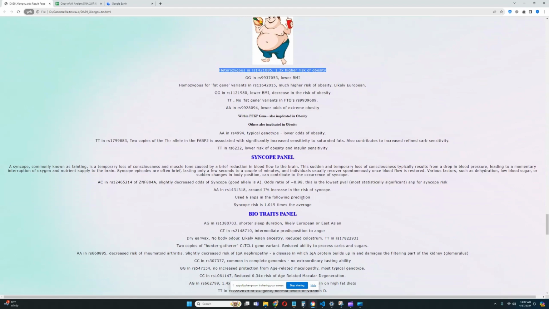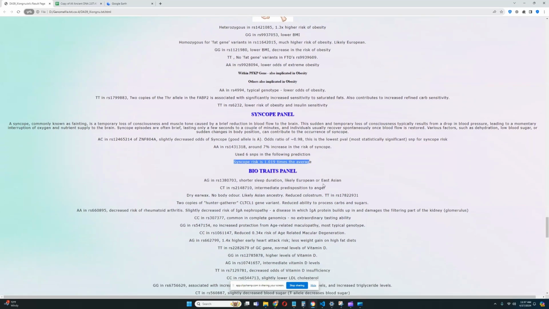For FTO gene panel, it looks like he's got no fat gene variants, yep. He does have a heterozygous genotype here, which leads to an increase in the odds of obesity, but he's really got no fat gene variants in FTO. For syncope, based on 6 SNPs, his risk score for syncope is pretty much exactly spot on average. For bio traits panel, looks like he's got 2 copies of the hunter-gatherer variant, which leads to a reduced ability to process carbs and sugars. He's got shorter sleep duration, which is definitely very interesting.